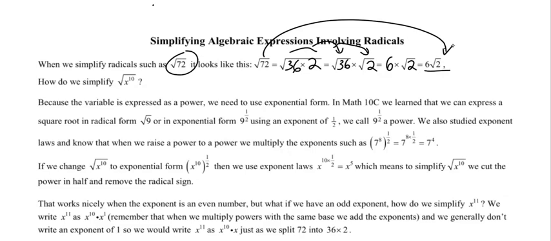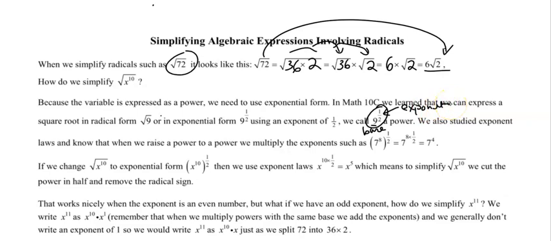But how do we simplify something like the square root of x to the 10th? So in this case, the variable is expressed as a power, right? We have a variable x, and it's got a power. So what we need to do is we're going to go to exponential form. And in Math 10C, we learned that we can express the square root in radical form, right? So you can write the square root of 9, or 9 to the power of 1/2. So we use an exponent of 1/2. And we call 9 to the power of 1/2 a power, right? It's got a base of 9 and an exponent of 1/2.